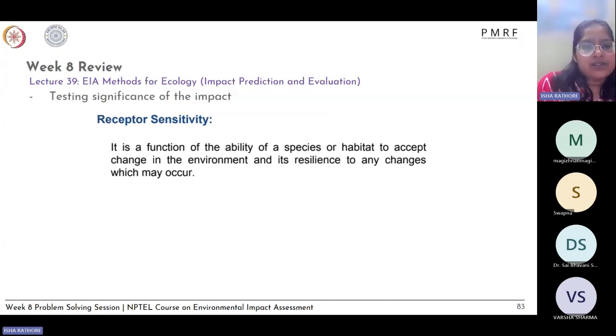So then we also looked up at receptor sensitivity, which is a function of the ability of a species or habitat to accept change in the environment and its resilience to any changes which may occur further.